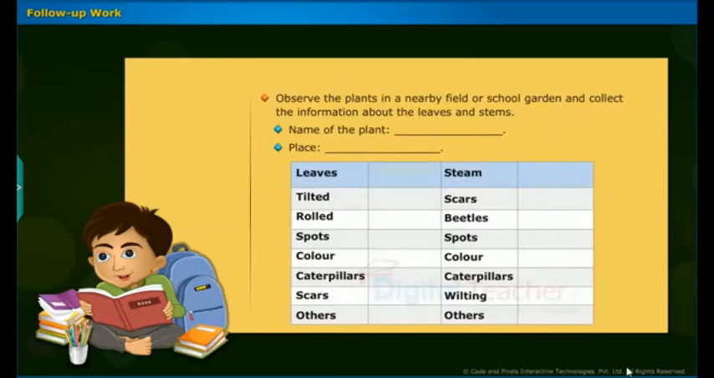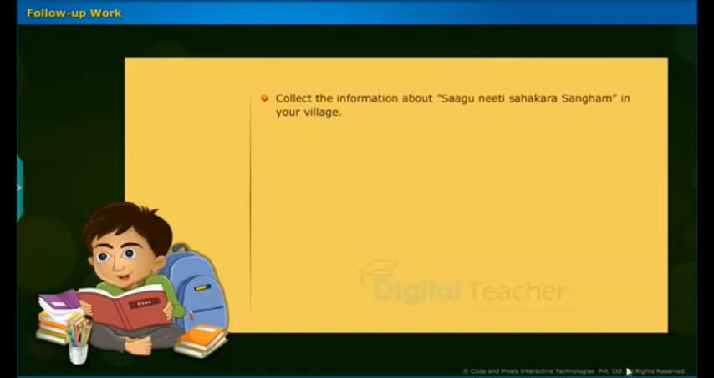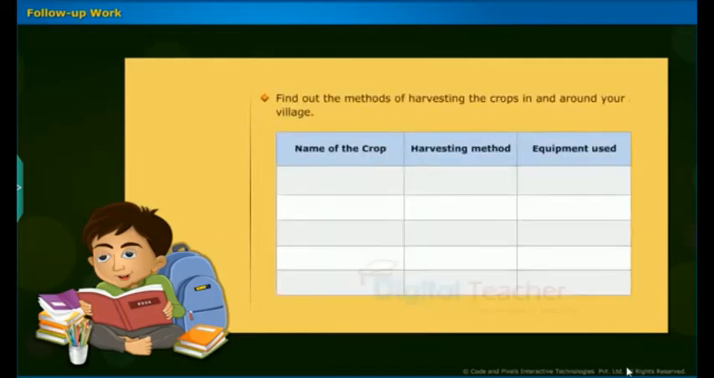Observe the plants in a nearby field or school garden and collect the information about the leaves and stems. Name of the plant, place. Collect the information about Sagu Niti Sahakara Sangam in your village. Find out the methods of harvesting the crops in and around your village.